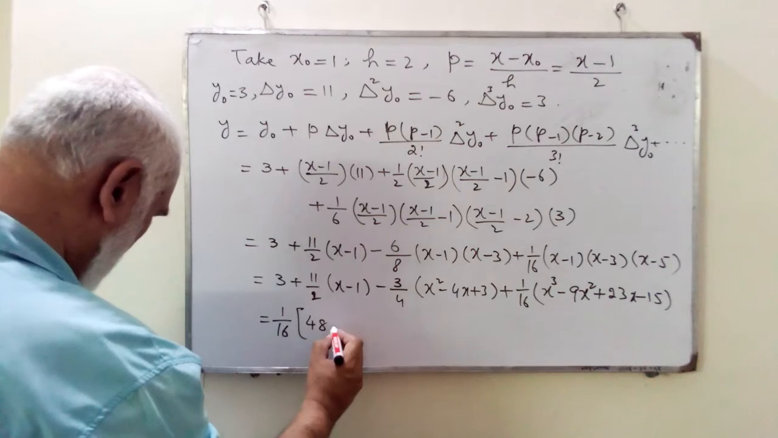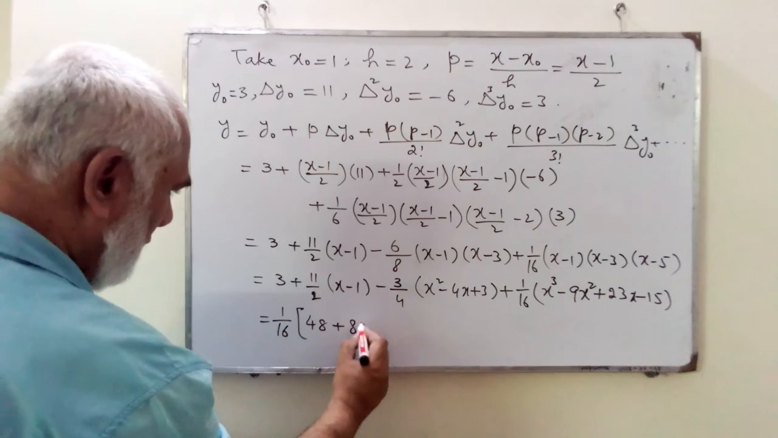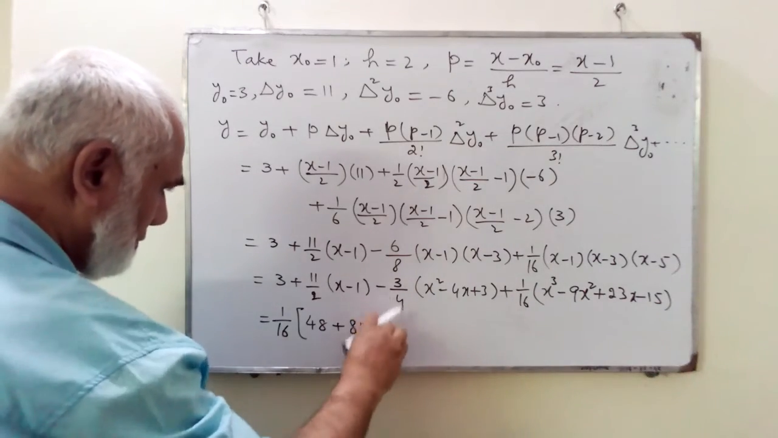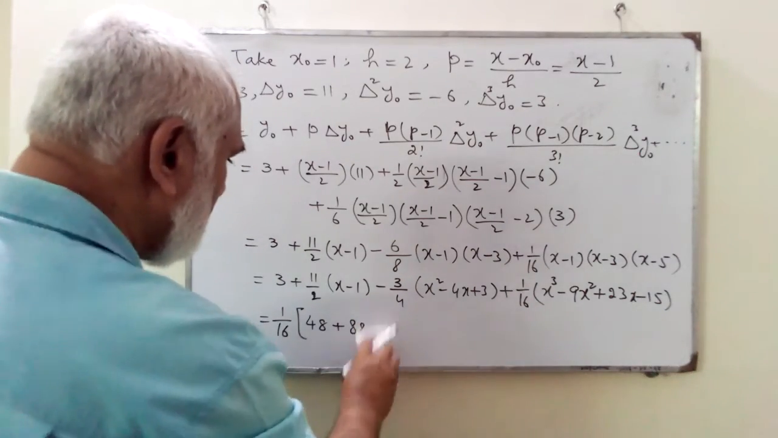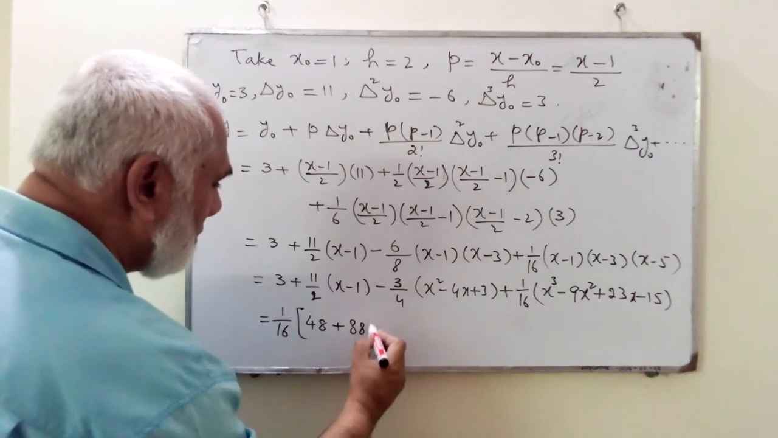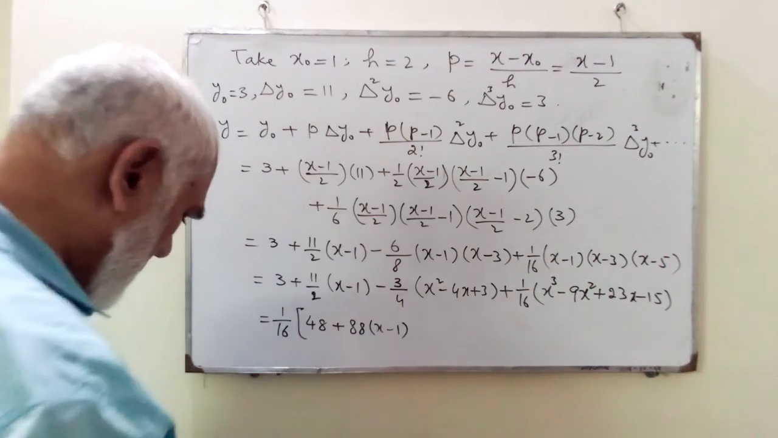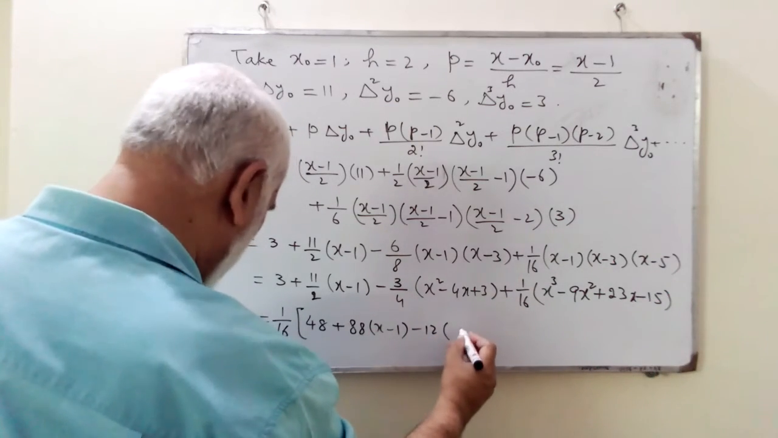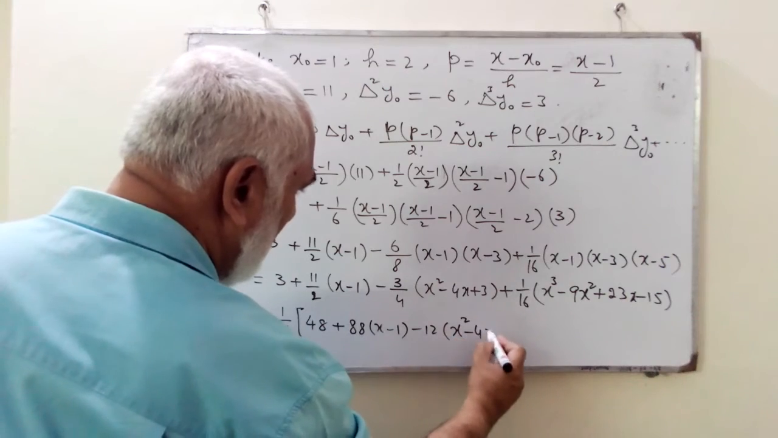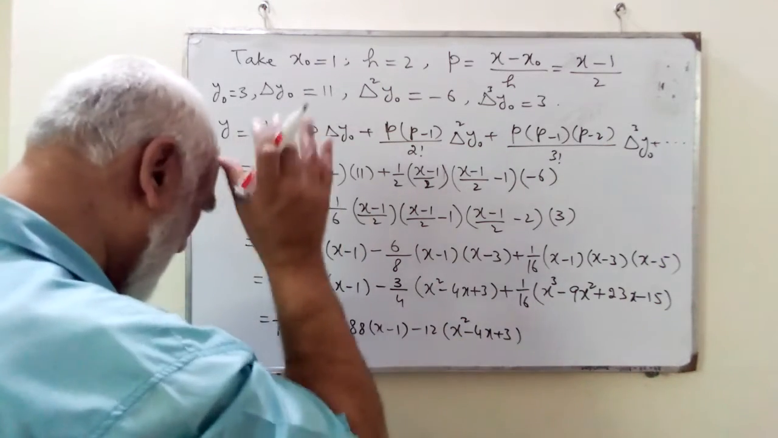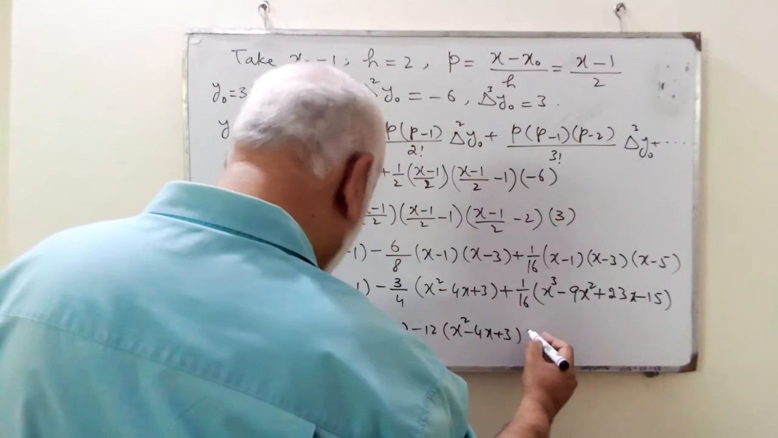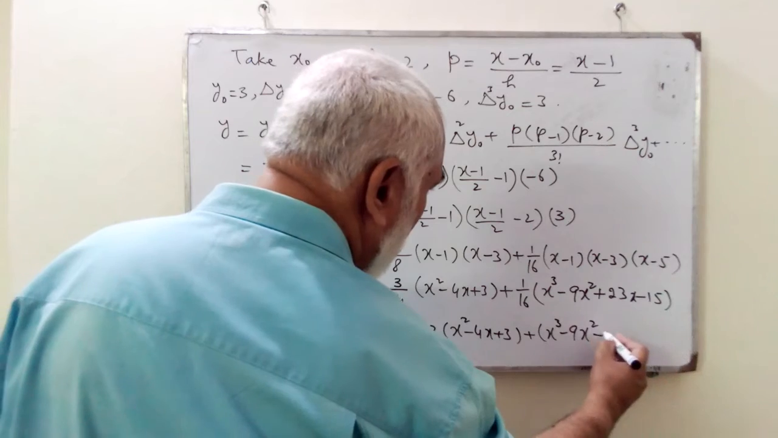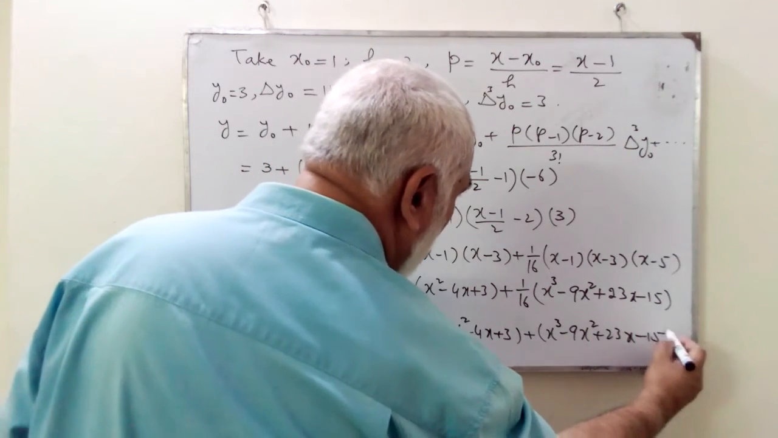48 plus 88 times x into 88x minus 1, and then minus 12 from here. Inside this gives you x square minus 4x plus 3, and 1 by 16 is out, and remaining is plus x cube minus 9x square plus 23x and minus 15.